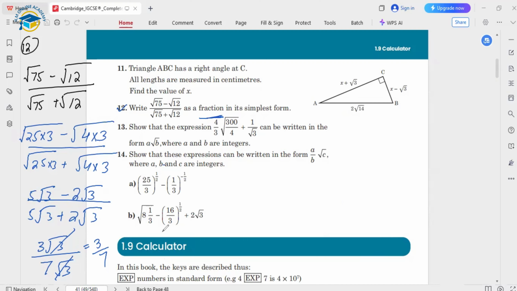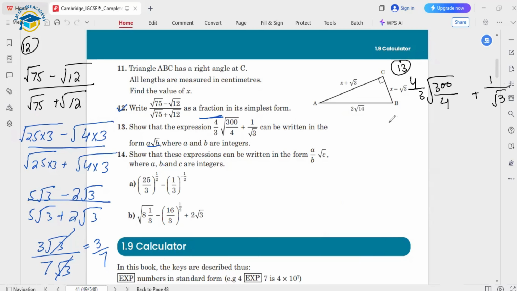So next is part number 13, and in this they're saying show that the expression can be written in this form, where a and b are integers. Okay. Here the question that they gave us looks a bit complex, but it's not. If you know the rules for the simplification of surds, then things will be easier for you. Okay. So we have this.